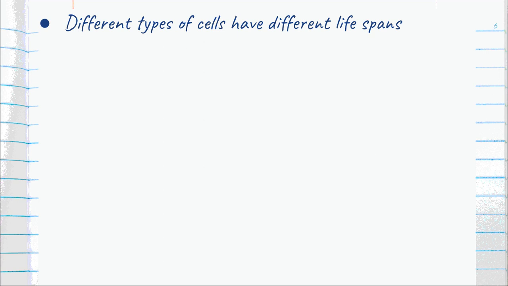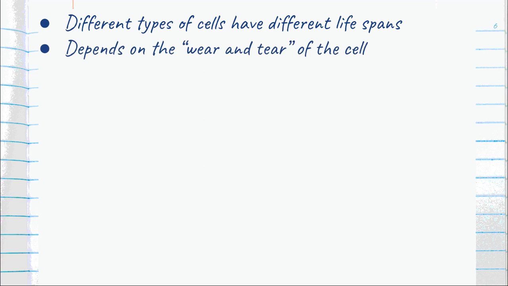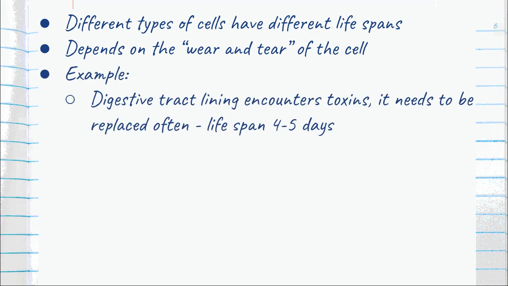Okay, different types of cells will also have different lifespans. This depends on what we like to call the wear and tear of the cell. For example, the cells within the digestive tract are changed over quite often. They have a lifespan of only approximately 4 to 5 days.